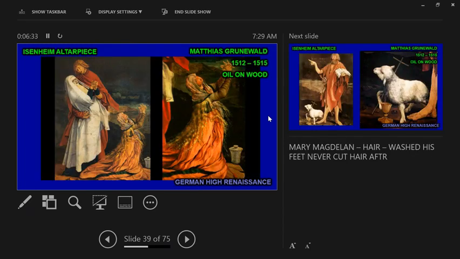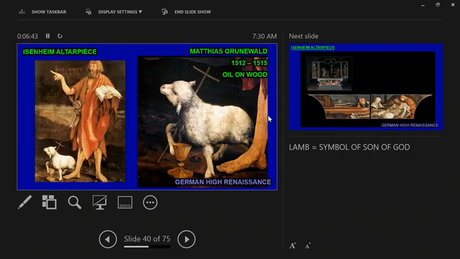All right, on the left, we have Mary Magdalene. Her hair is extra long. She washed his feet and never cut her hair after that. And then on the right, we have St. John the Baptist. And then below that, we have this lamb. And you might recognize that lamb from the Ghent altarpiece, where it has this hole in the chest and blood coming out and into a cup.